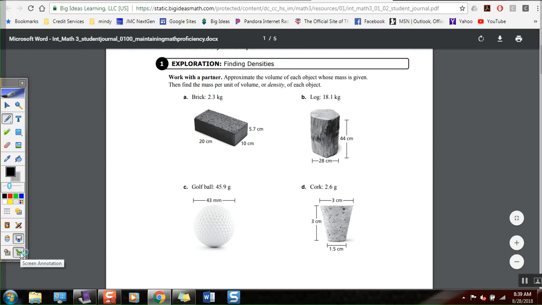Mass over volume. Okay, your density is going to be a mass over volume. All right, I'm going to write this right off to the side here. So right up here, it says work with a partner. It says approximate the volume of each object whose mass is given and find the mass per unit volume or density. Okay, let's just talk part A right here.